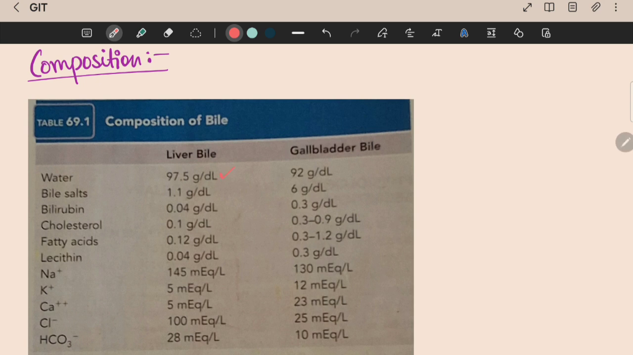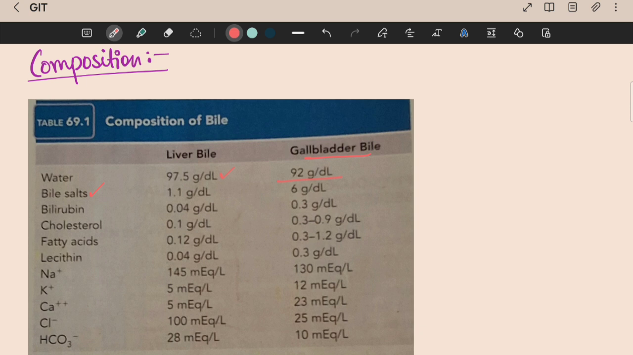Any secretion from the body has a maximum amount of water present. You see that it is concentrated at this level, such that the water amount becomes 92 gram per deciliter when it is coming in the gallbladder. Then this is actually not important because they will not ask you. But remember the composition in terms of these things, like the bile salts. What are the bile salts? They can ask in the exam.